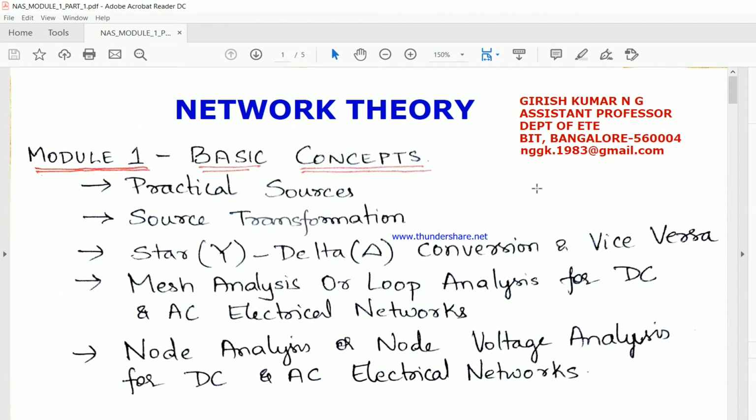Okay, so what is very important in module 1 is that one 10-mark question can come from star delta and delta to star conversion, and one question of around 6 to 8 marks you get in source transformation, and definitely one 10-mark question you will get in mesh analysis or loop analysis, what we call.